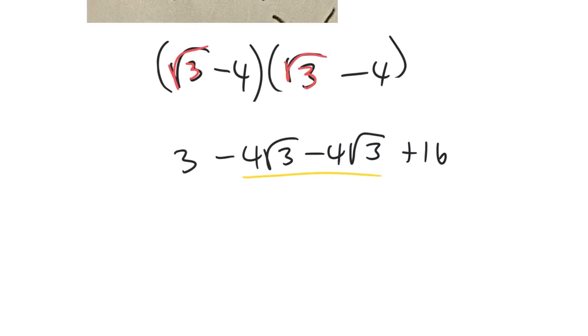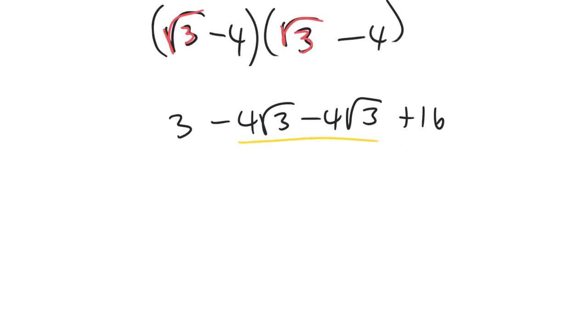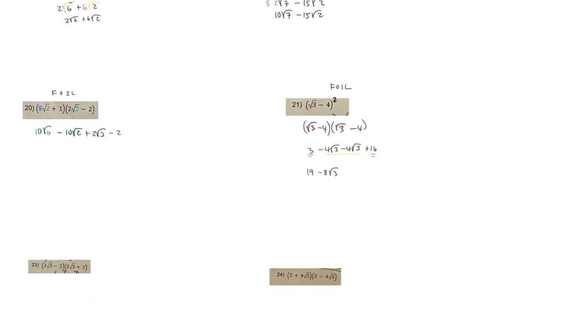This time you can simplify because those happen to be like terms. And also, by the way, these happen to be like terms. So the 3 plus 16 is 19. And the negative 4 radical 3 minus another 4 radical 3 is just this. And then we're good with that.